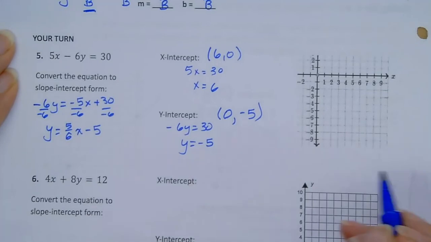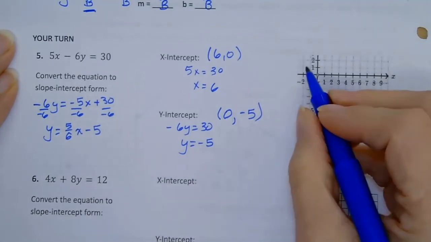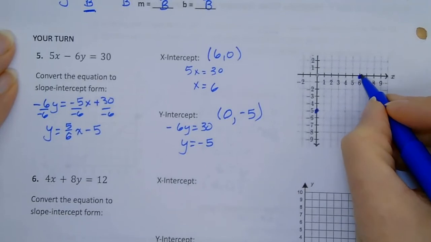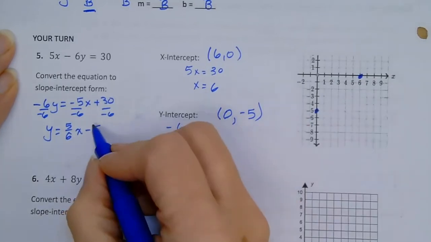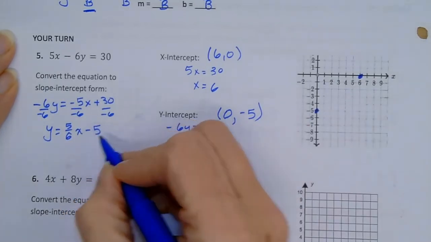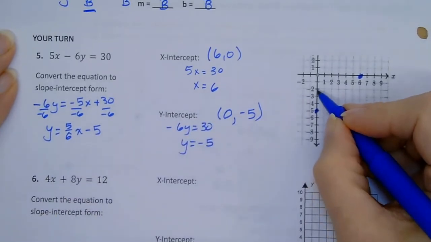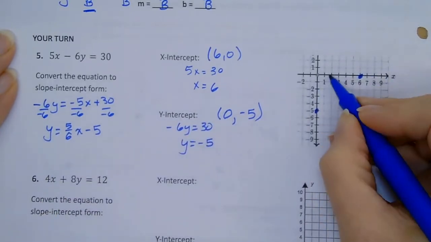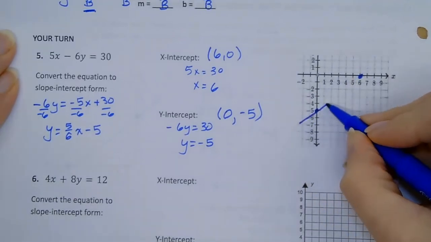Okay, I now have 2 points, so I can say 0, negative 5, and I can say 6, 0. And I can draw a line straight from those 2 points, or I could have used negative 5 as my starting point from the slope-intercept and go up 1, 2, 3, 4, 5, and over 1, 2, 3, 4, 5, 6. So 2 different ways that you can graph this.